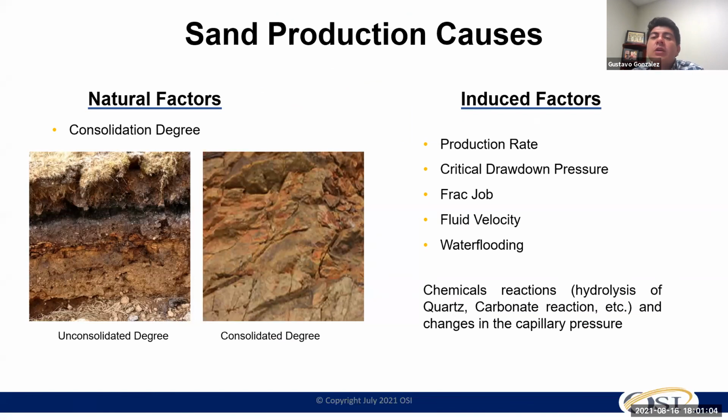Another factor that could induce an increase of sand production through your artificial lift system is a critical drawdown pressure. Every single time we go deeper and try to increase the drawdown, we may be pulling more fluid, but at the same time, we're pulling sand that is going through.